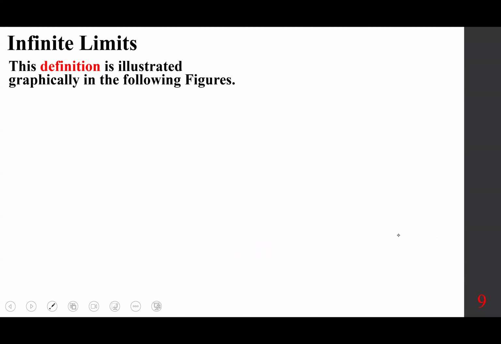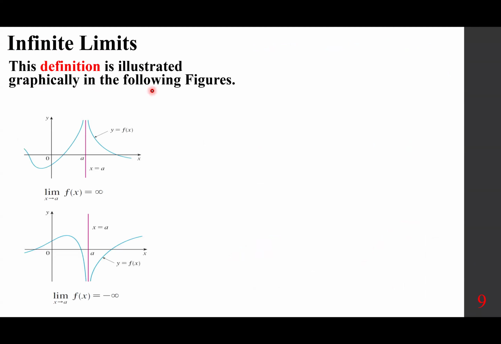Infinite limits. This definition is illustrated graphically in the following figures. So, what do we have? If you look at these two cases, both of them, see what they give us. This one, the limit of f of x as x approaches a is infinity. Whether we approach a from the left or right, in both cases, it blows up to positive infinity. On the other hand, in this case, as we approach a from both sides, the limit of f of x as x approaches a is negative infinity, known as infinite limits.